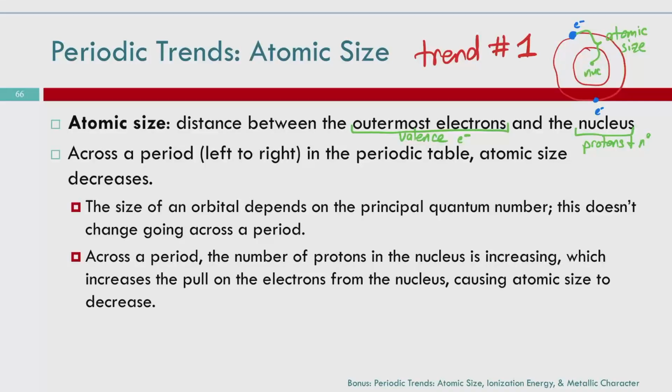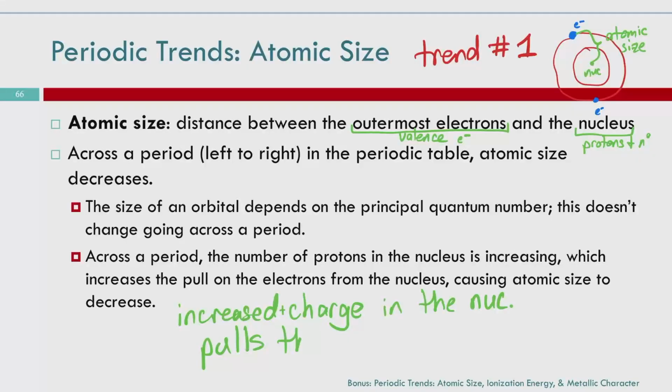So that's the reason that it decreases as we move left to right. We're adding charge, more protons on the inside. That's going to pull our valence electrons in. So increased positive charge in the nucleus pulls the valence electrons in. And so we get an unexpected result, that it goes from large on the left side to small on the right side.